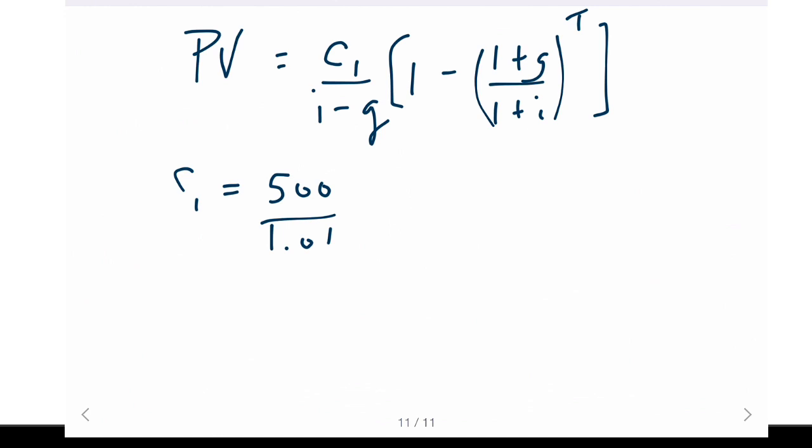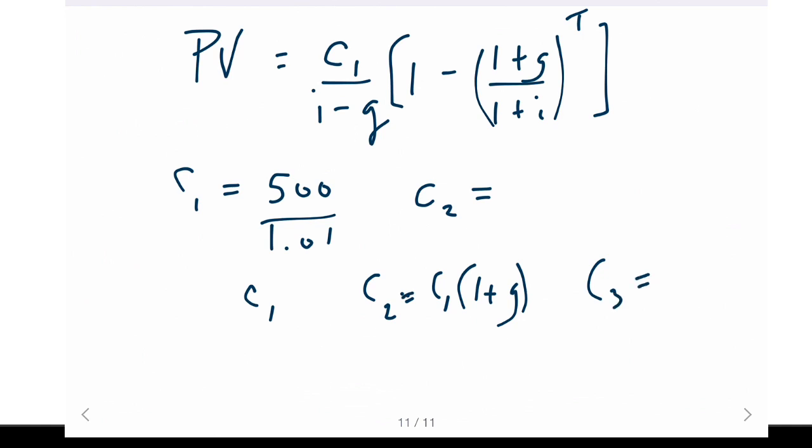And then the next one, remember for the formula, they have to be level cash flows with a growth rate, right? So it's supposed to be like C1 is the same. And the next one should be C1 times (1 plus g). That's the formula sheet. And then let me see. So C2 should be C1 times (1 plus g). And then the next one should be C1 times (1 plus g) squared.